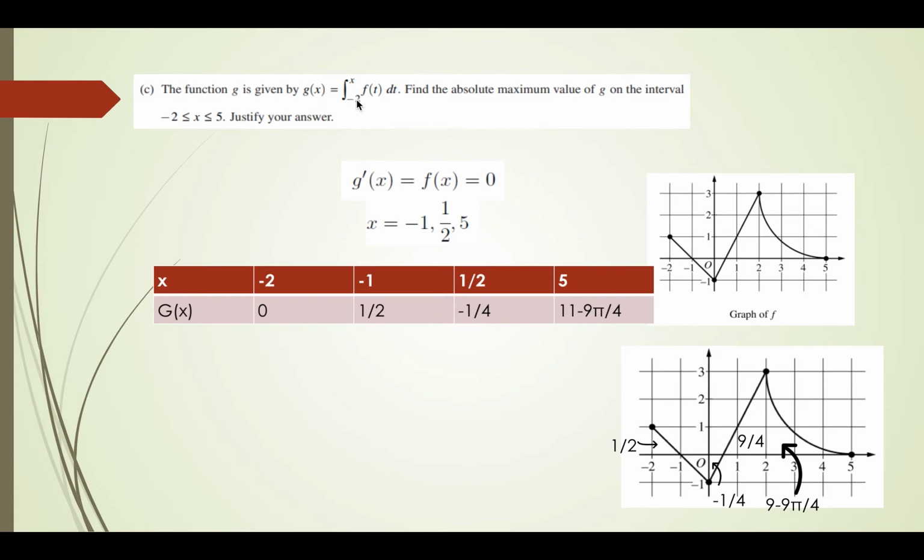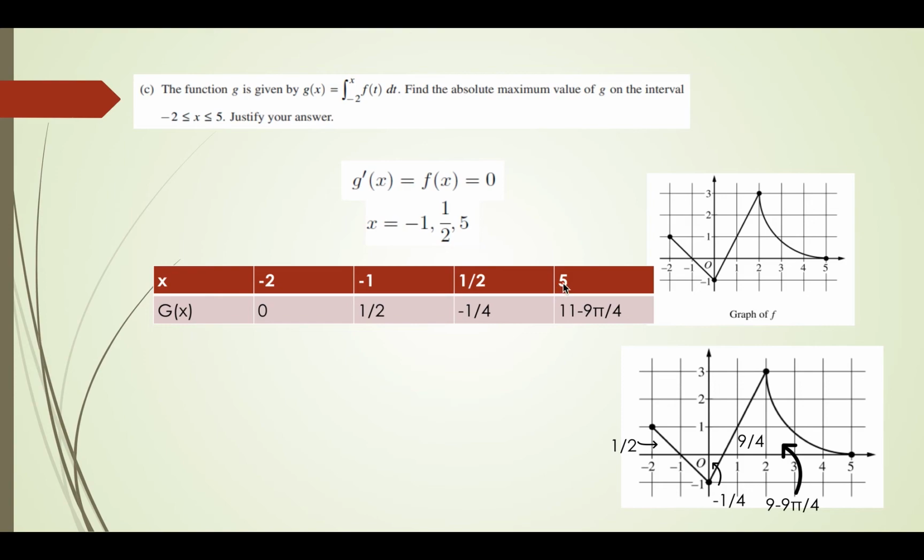And then for negative 1, I'm going to plug negative 1 in for x, and I need to integrate from negative 2 to negative 1. Well, looking at our graph, going from negative 2 to negative 1 is this triangle here, which has an area of 1/2, so that's where the 1/2 came from. If x equals 1/2, that means you're integrating from negative 2 to positive 1/2. Well, I know negative 2 to 0 gives me 0. Those two areas cancel each other out. And then integrating from 0 to 1/2 gives me that triangle right there, which is going to be negative 1/4.